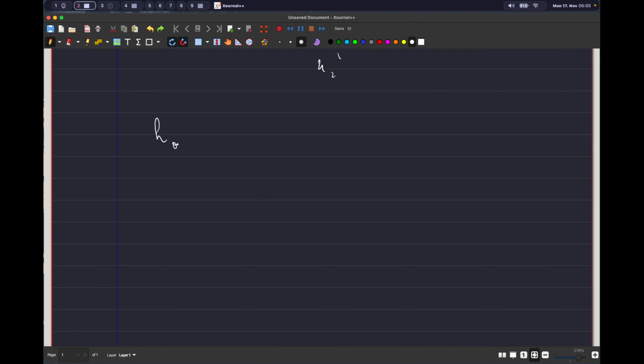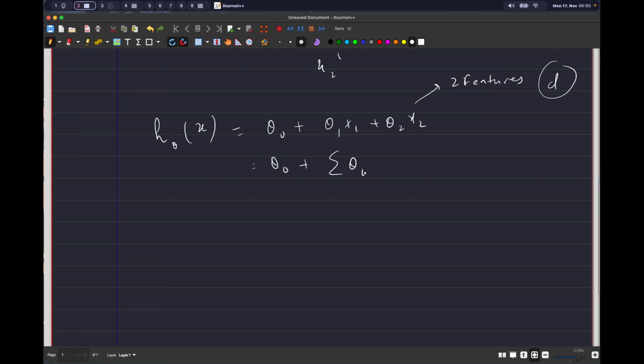And now we will define some sort of a function, let's say h of theta, sorry, h of x. It can be defined as theta 0 plus theta 1 times x1 plus theta 2 times x2, since we have only two features in our data set right now. But suppose if you have d features, it can be theta 0 plus the sum of theta i xi. It will go all the way from i equals 0 to i equals d.